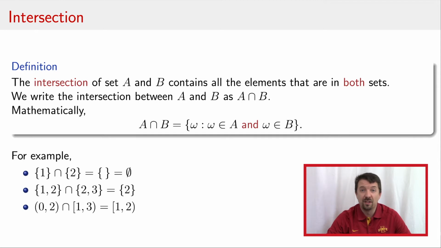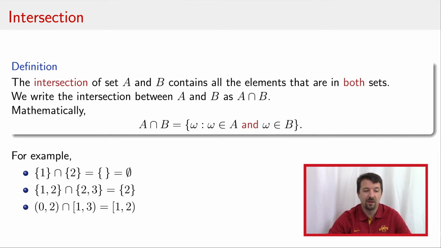Here is an example using intervals. So we have the open interval 0, 2 and the half open interval 1, 3 that includes the endpoint 1. If we take their intersection, then we get the half open interval 1 to 2 that includes the endpoint 1. Because those are the elements that are included in both of those original first two sets.